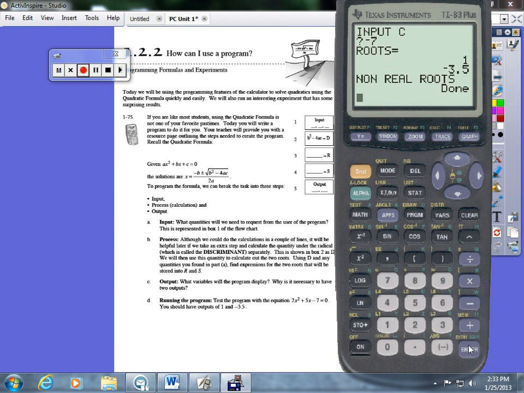Look at that. 1 and negative 3.5. Oh, no non-real roots. Wait a second. Why did it all show up at once? That means we have a bug in our calculator, or in our program. We gotta go back and fix it.